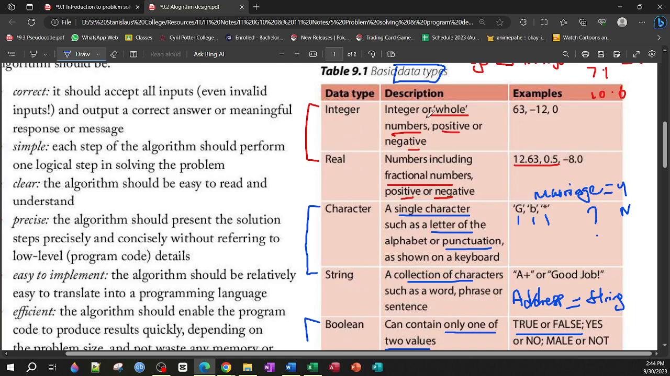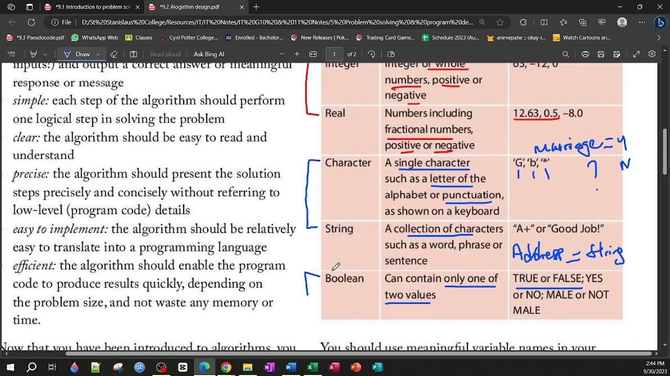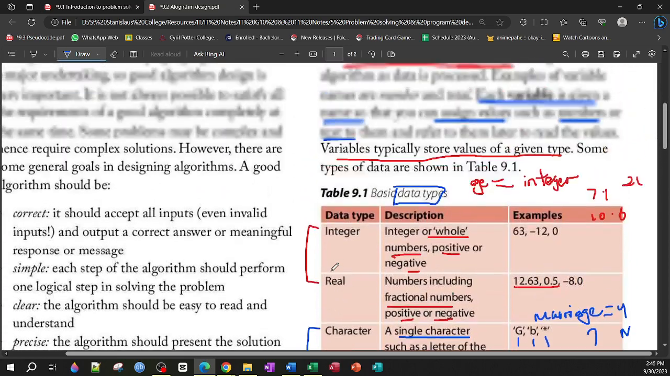The integer is only for whole numbers. The real, whole numbers and decimal numbers. Character, one single character, whether that's a letter or a symbol. String, a collection of characters, words, phrases, whatever the case may be. And a Boolean is when the person only has 2 options. So if there's a question like, are you single? Yes or no. Are you a father? Yes or no. Are you happy? True or false. So those are the data types.